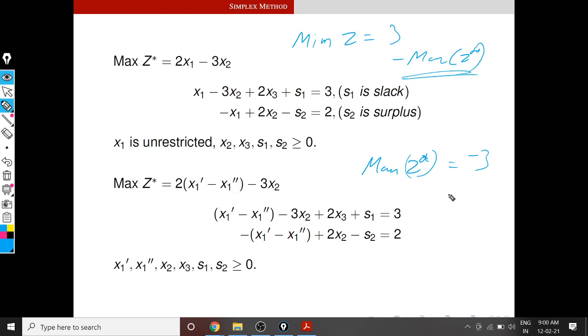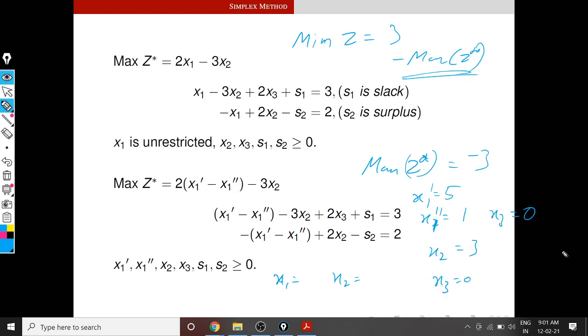Similarly, suppose after some iteration, the maximum z star is minus 3, occurred at x1 dash equal to 5, x1 double dash equal to 1, and x2 equal to 3. All the variables are non-negative. So what is the value of x1 and what is the value of x2? Actually, our decision variables are x1, x2 and x3. Suppose x3 equal to 0. Then what is the value of x1 and x2?